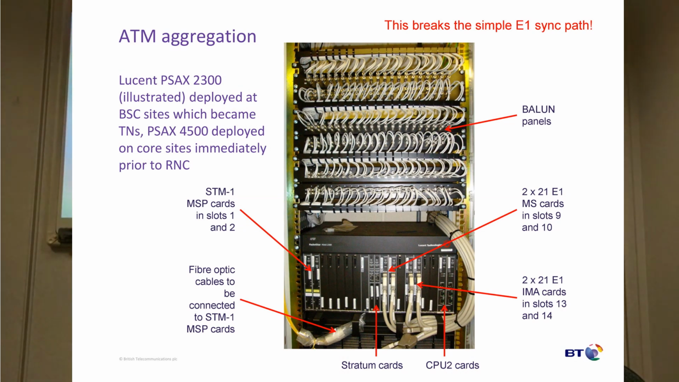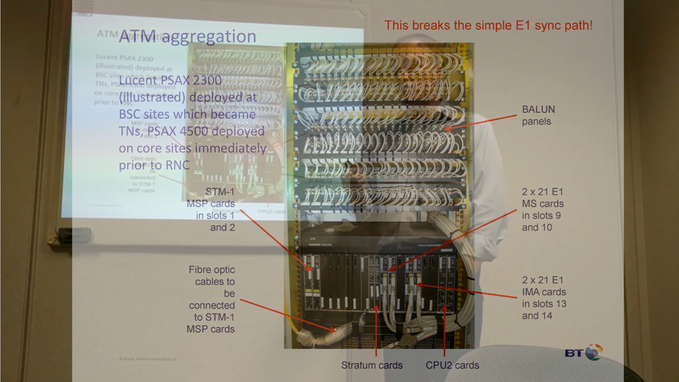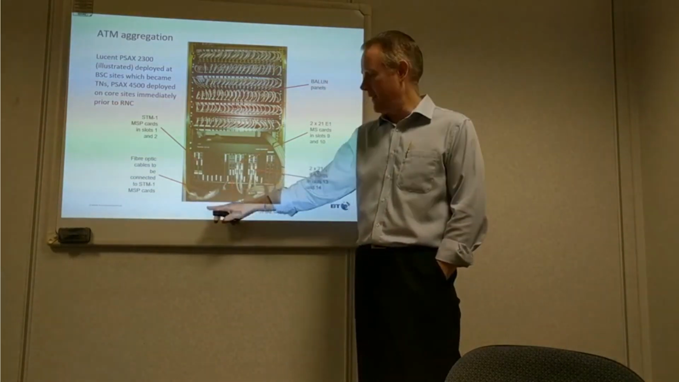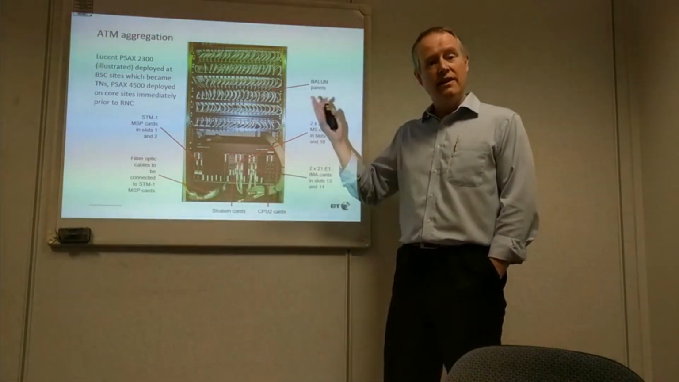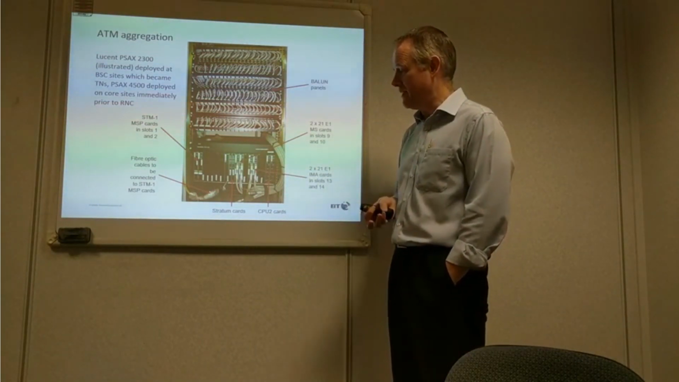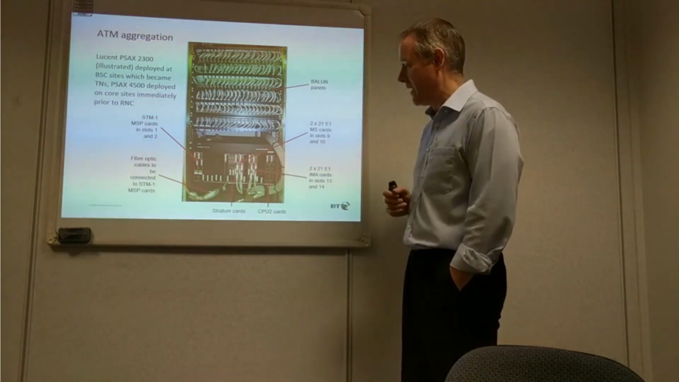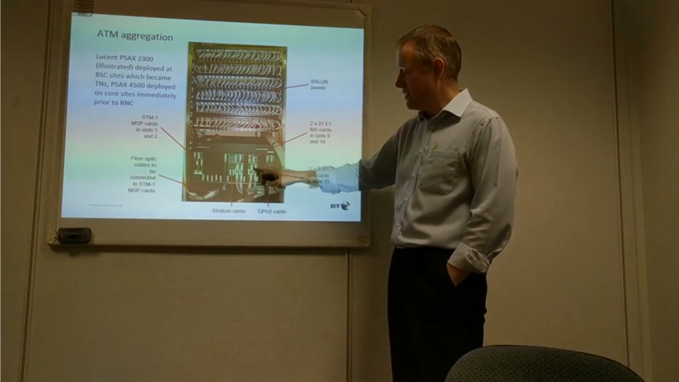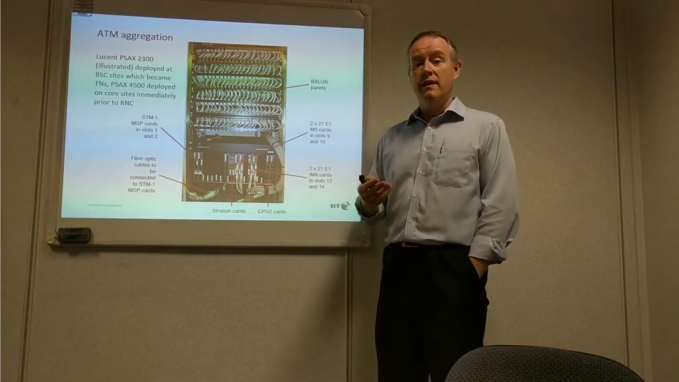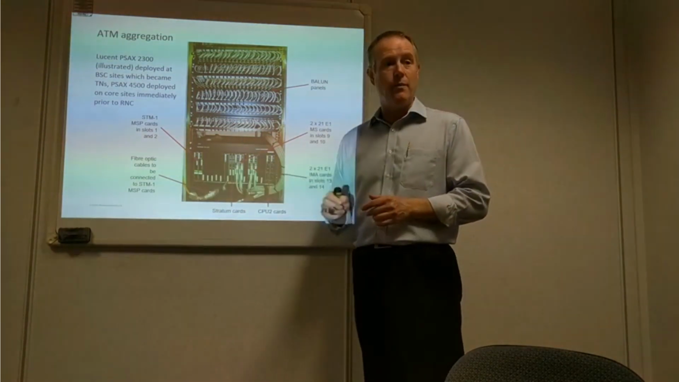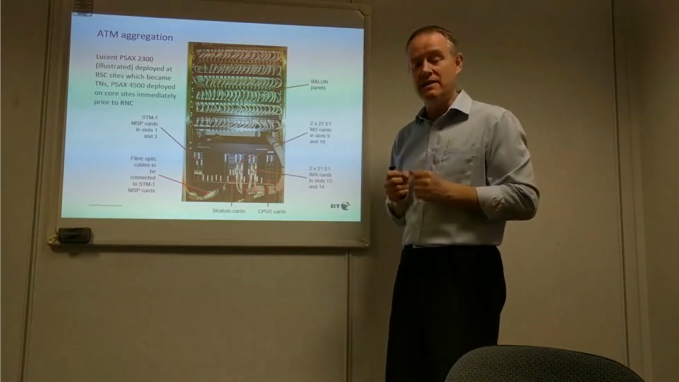This is an early photograph of a PSAC being installed on one of those BSC sites, which became known as transmission nodes. It's a particularly early image because you'll see here the two STM1 links are not physically connected to the card, so it was actually going through the commissioning stage at this particular point and being integrated into the network, so they would have been connected prior to live operation. We've got a number of E1 IMA cards here, so we're now supporting those E1 circuits coming in from the node B and aggregating them into the STM1 line as part of an ATM VC4.